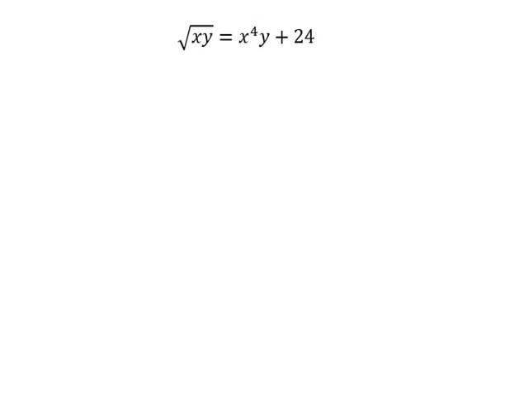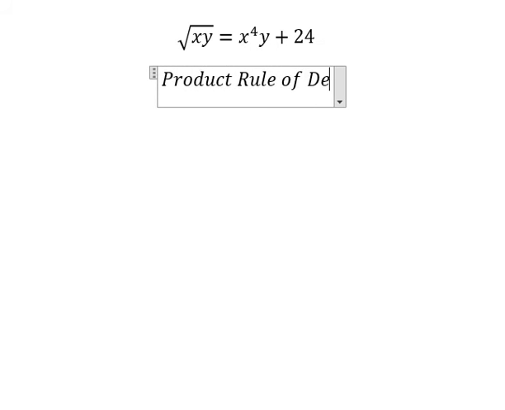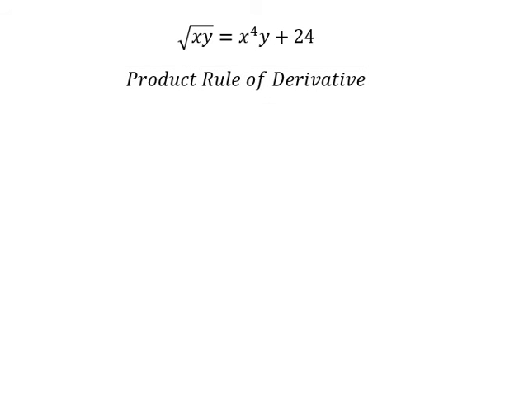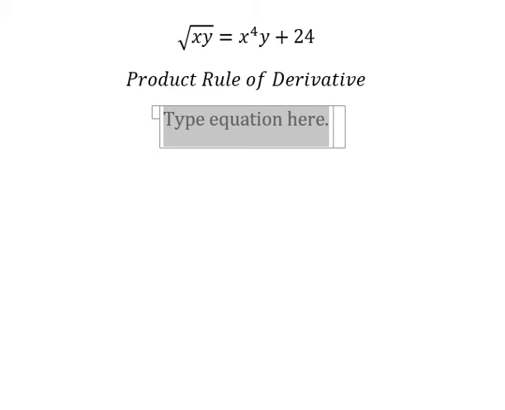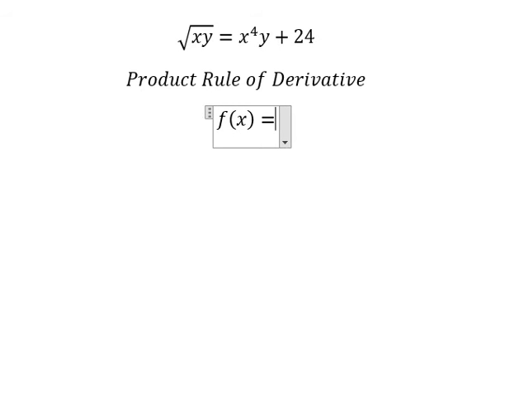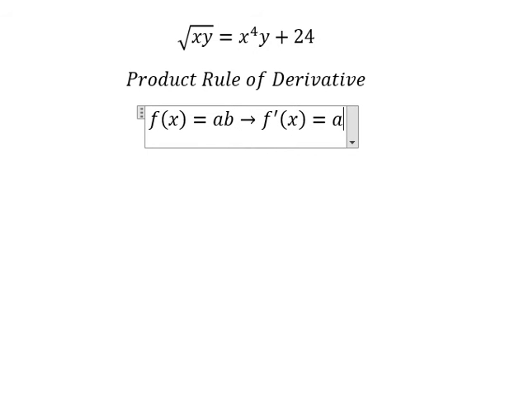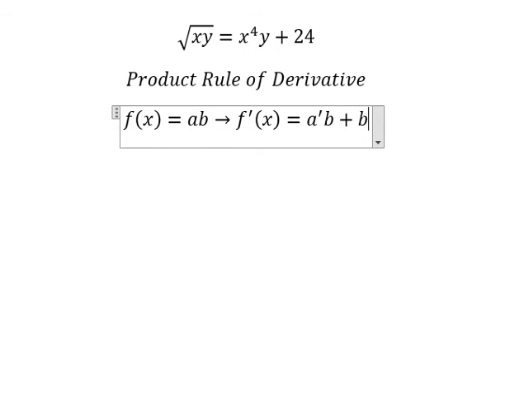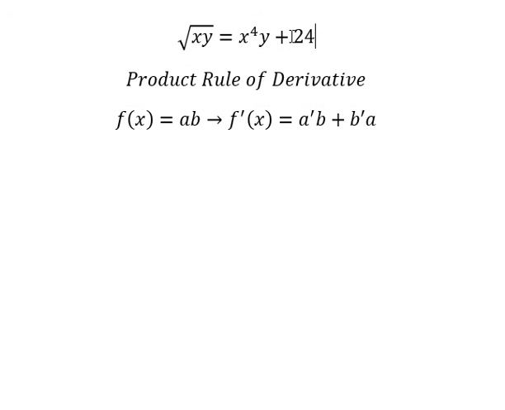We can use the product rule of derivative. So for example, if we have f of s equals ab, so if we do the first derivative, we need to do the first derivative of a multiplied by b plus the first derivative of b multiplied by a. So we can apply the formula in here.